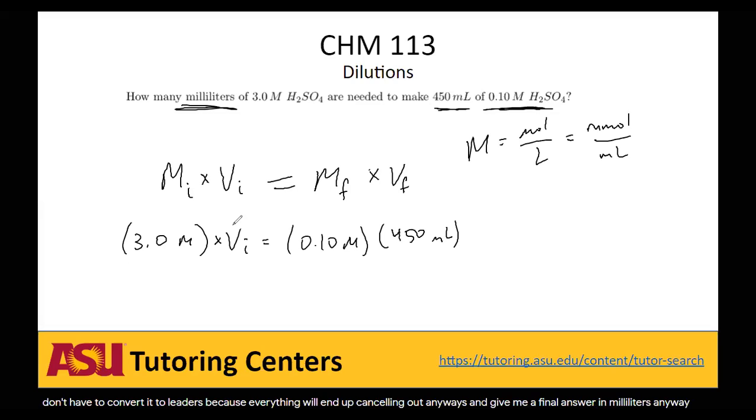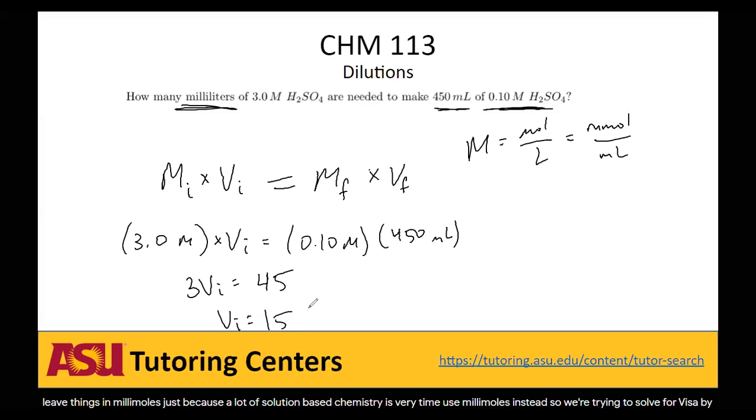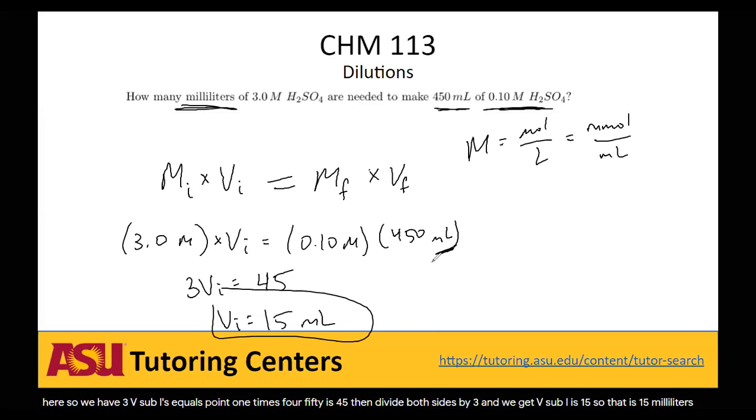That's very common, again, with these sort of dilutions, with acid-base chemistry, with a lot of solution-based chemistry, that we leave things in millimoles, just because a lot of solution-based chemistry is very, very tiny. So we just use millimoles instead. So we're trying to solve for V sub i here. So we have 3 V sub i equals 0.1 times 450, which is 45. Then divide both sides by the 3, and we get V sub i is 15. So that is 15 milliliters. Because again, we're dealing with milliliters over here. So over here would be also in milliliters.